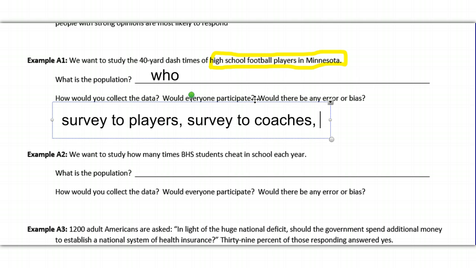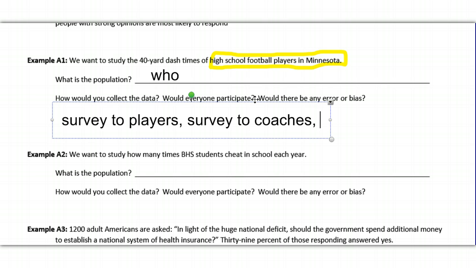Now, would there be any error or bias in that? Yeah, if you miss a lot of people, maybe you miss all the people that live out in the country, and maybe the people that live out in the country are faster than people that live in the city for whatever reason. Then there might be some bias. So it's hard to know what changes in your data could occur because of who you couldn't reach from your survey.